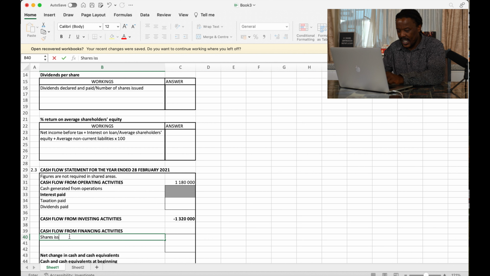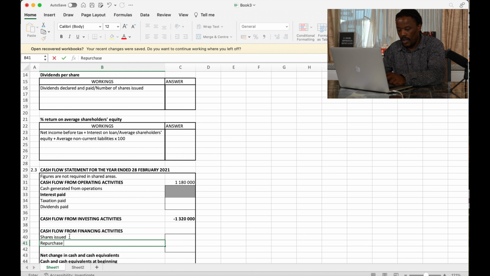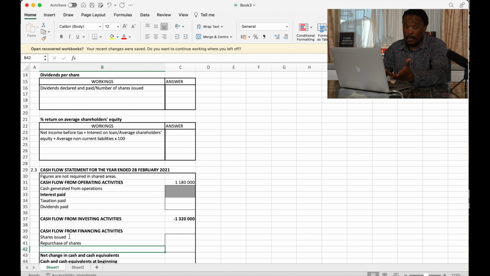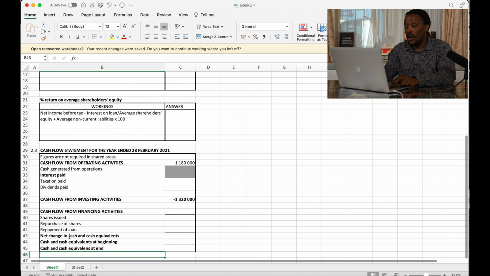Shares issued, and then that repurchase of shares, and we have the last transaction, which will be based on the repayment of loan. Obviously, when we take a loan, it must be repaid. So year in, year out, it will reduce. But we will find out more about this.